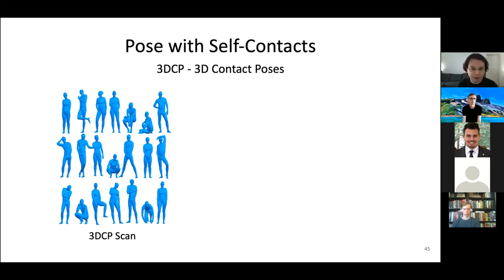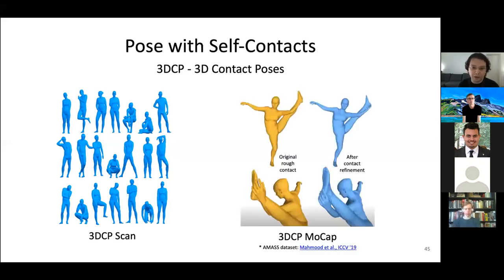First, it presents 3DCP, a dataset of 3D meshes with self-contact in SMPL-X topology. For this, the authors scan 6 subjects in various self-contact poses and register the SMPL-X model to the scan using a self-contact preserving energy. They also search the AMASS mocap dataset for near-contact poses, as we see in orange, and refine these poses to encourage self-contact and resolve self-penetrations, as we see in blue.